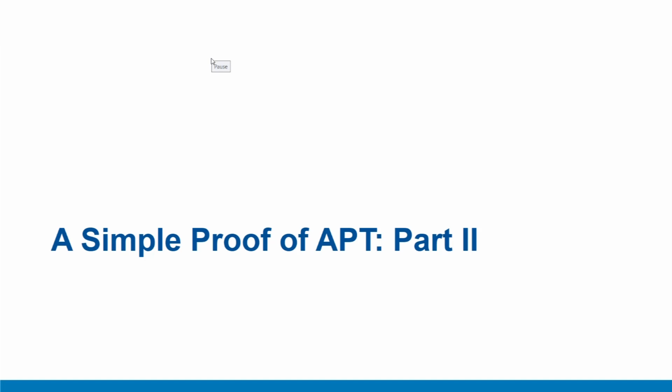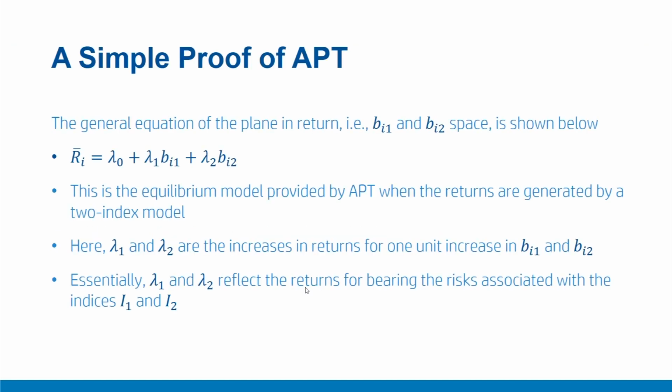A simple proof of APT, part 2. In this video, we'll conclude our discussion on the proof of APT with our broad understanding of various properties related to APT and the equilibrium model definition. In the previous video, we discussed that the general equation of the plane includes three axes, which are return, BI1, BI2 space, as shown here: Ri bar equals lambda naught plus lambda 1 into BI1 plus lambda 2 into BI2, which is precisely the equation of this equilibrium plane.